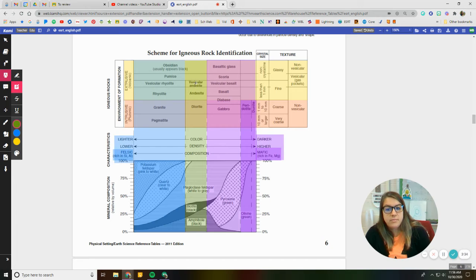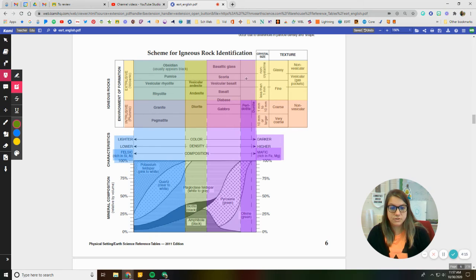Vesicular andesite is different because if you follow this across over here, it has vesicular gas pockets. Okay, and that just means that there are little bubbles that you can feel when you touch the rock, or if you look at the rock close up, it looks like it has little gas pockets that got solidified into it. So this is the scheme for igneous rock identification. If you notice over here, you also have the percentages of how much of the minerals is included in it. That is going to be a whole totally different lesson that we're not going to worry about right now.